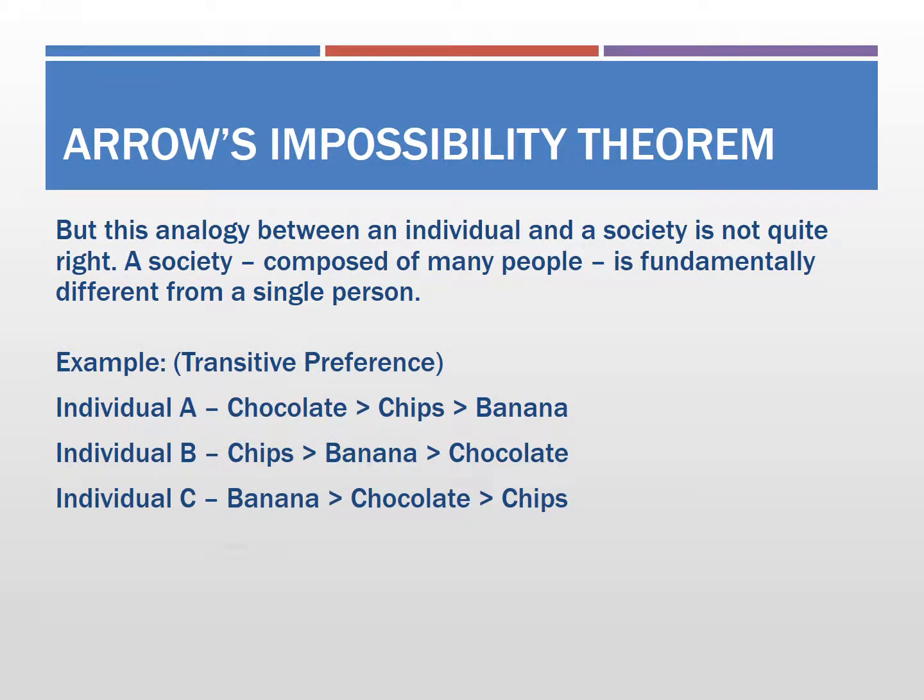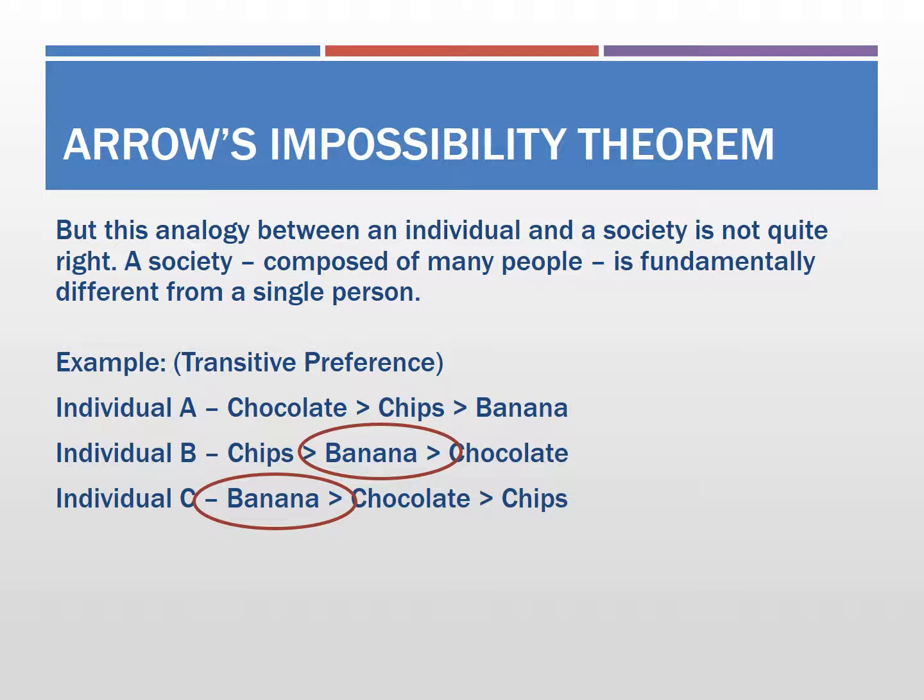Let's suppose we are looking at the choice of chips. Individual A prefers chips over bananas, and individual B prefers chips over banana. Since these two individuals prefer chips over banana, it seems like banana is the least preferred choice. Also, since chocolate is preferred over chips from the previous example, and chips are preferred over bananas, it seems like the transitive preference in the society is that chocolate is superior, then chips come next, and banana is the least preferred in the society. But what if we look at the choice of banana? Individual B and individual C both prefer banana over chocolate.